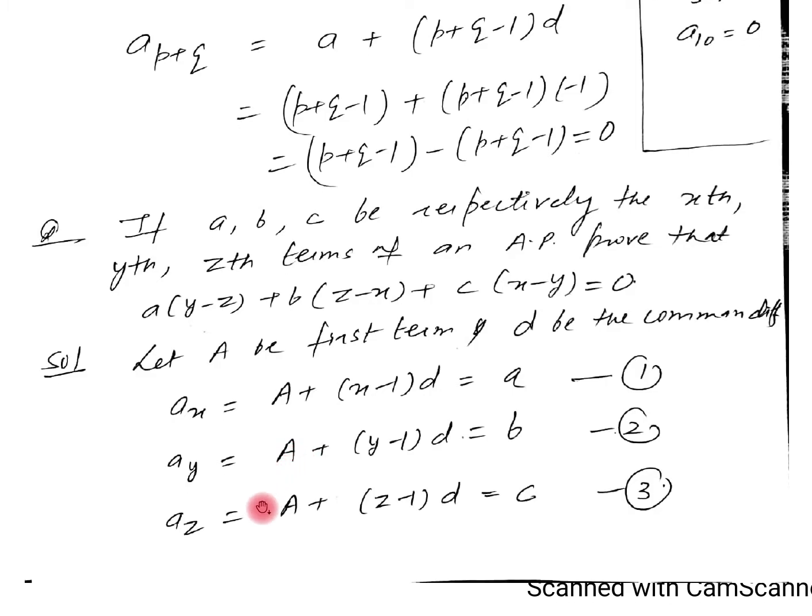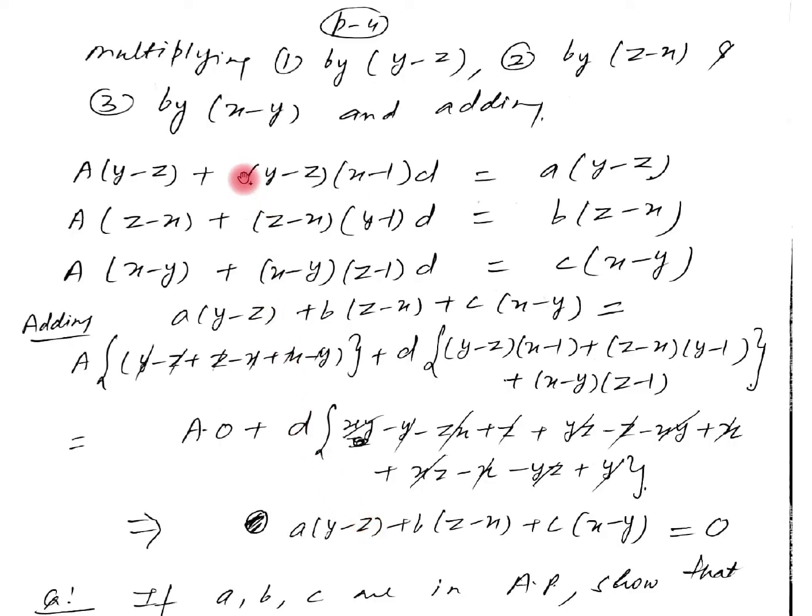Now what I am doing here, I am multiplying the first equation by y minus z, the second equation by z minus x, and the third equation by x minus y, and adding all these three equations, we get the result. So we have written it like this: multiplying both sides of equations 1, 2 and 3 by y minus z, z minus x and x minus y respectively, I am getting this expression. Now adding left to left and right to right.